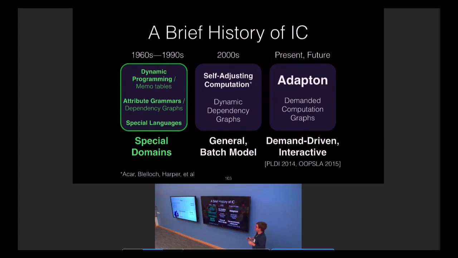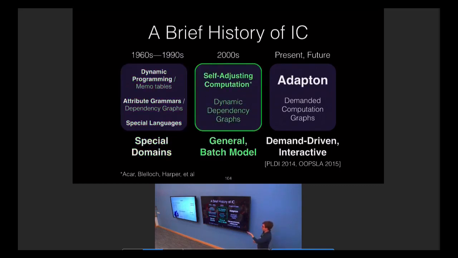So in the beginning, there was a bunch of different ideas, dynamic programming, like memo tables. There's a lot of dynamic programming problems that can be solved by just recording a memo table. There's these things called attribute grammars, which were really in vogue in the 70s and 80s, but basically it was like static dependency graphs. And specialized languages for incremental collections and stuff. There was this work that my PhD advisor and his advisors worked on, self-adjusting computation.